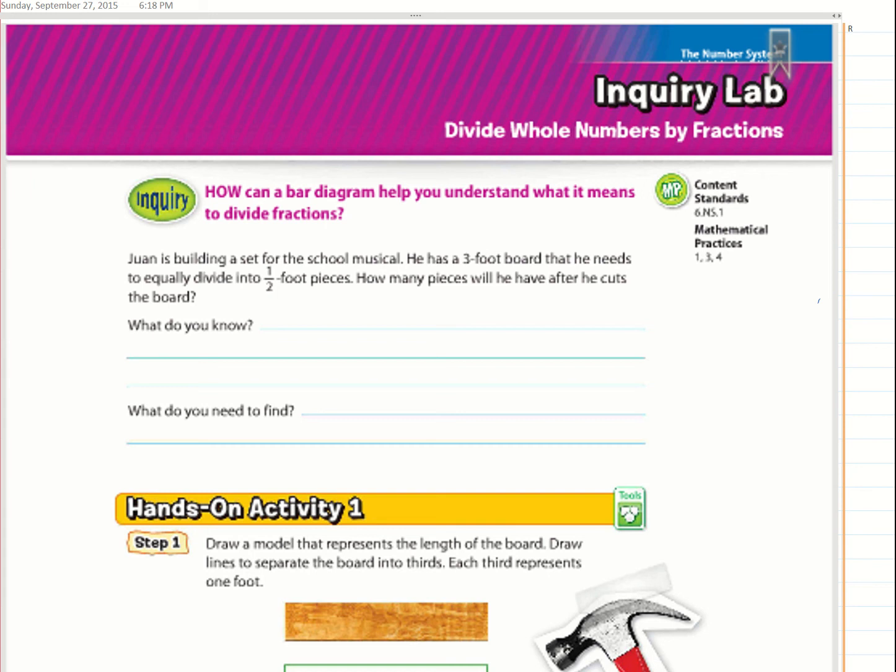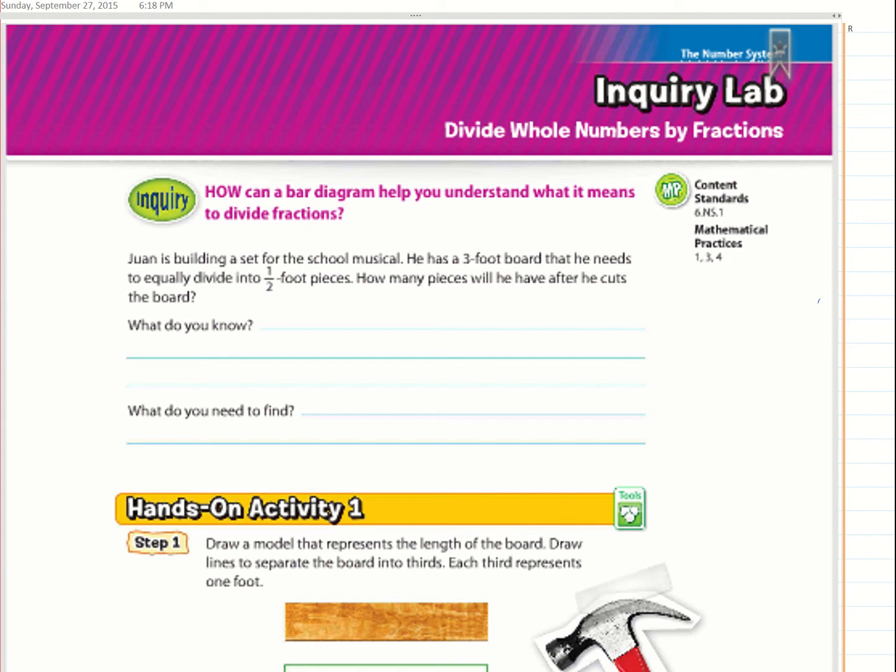So we are doing the Inquiry Lab on page 301, and we're going to be dividing whole numbers by fractions. So inquiry, how can a bar diagram help you understand what it means to divide fractions? We're going to look at the first problem. It says Juan is building a set for the school musical. He has a 3-foot board that needs to be equally divided into 1/2 foot pieces. How many pieces will he have after he cuts the boards?